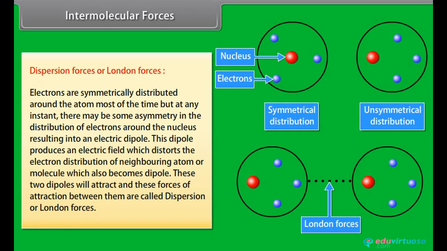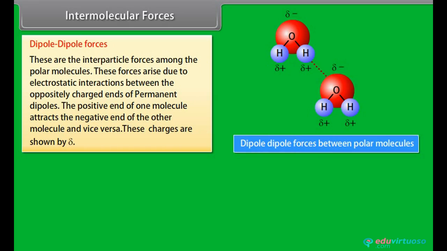For example, one atom has symmetrical distribution and the other has unsymmetrical distribution, and the atom with unsymmetrical distribution distorts the electron distribution of the other atom, resulting in a force of attraction. Dipole-dipole forces. These are the interparticle forces among the polar molecules. These forces arise due to electrostatic interactions between the oppositely charged ends of permanent dipoles. The positive end of one molecule attracts the negative end of the other molecule and vice versa. These charges are shown by delta.